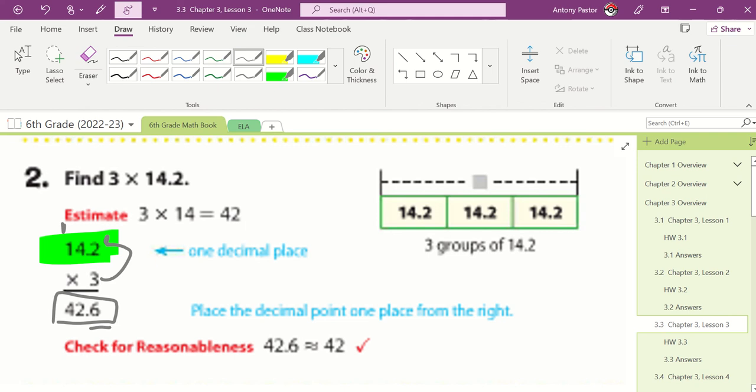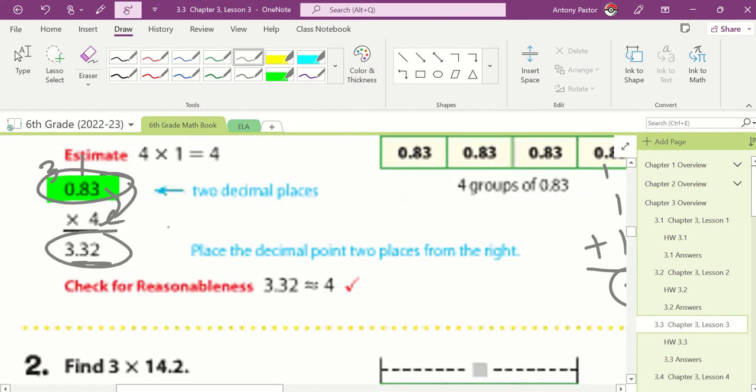Also, I forgot to add this in: only one number was after a decimal, hence why the decimal comes down after 1. Going back to the other problem, I did forget to bring that in as well. There were 2 numbers after a decimal. Therefore, we start here, 1, 2, and that's why the decimal was there for 3.32. My apologies for skipping that over.